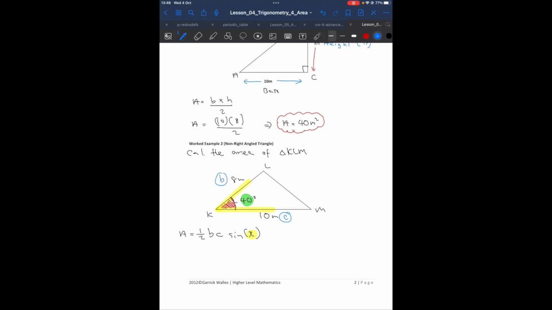All we then need to do is put these numbers into the formula. So area equals a half. Replace the B in the formula here with 8. Replace the C in the formula here with the 10 in its own bracket. Sine, and then the angle goes after the sine. So the angle that's in between the B and the C is the 40 degrees. So 40 degrees goes after the sine.